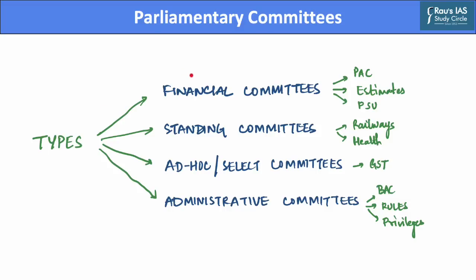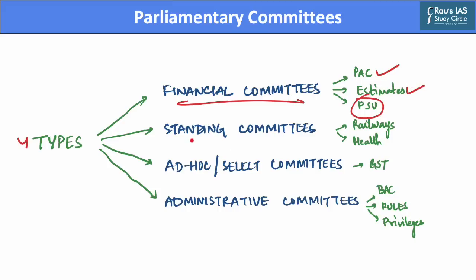Now, parliamentary committees are primarily of four types. The first is a financial committee. These committees are primarily responsible for scrutinizing the expenditure priorities of the government of the day. And these committees suggest measures to improve efficiency in spending and performance of public sector undertakings. The Public Accounts Committee and the Estimates Committee are examples of such committees.